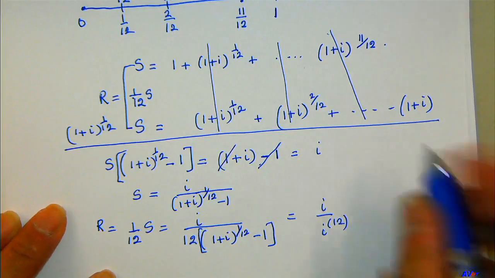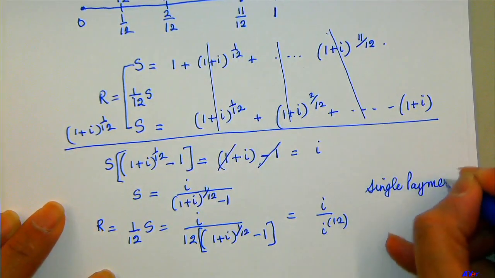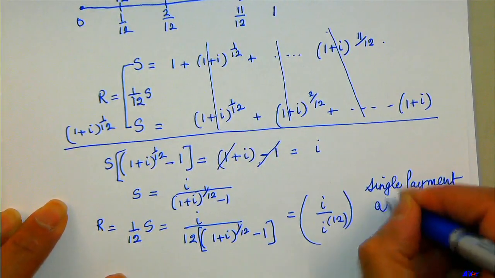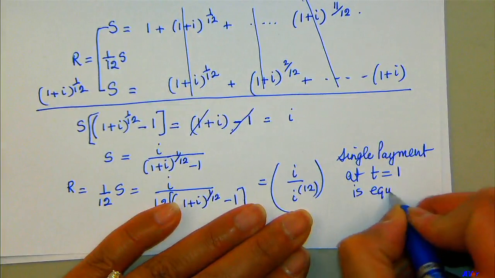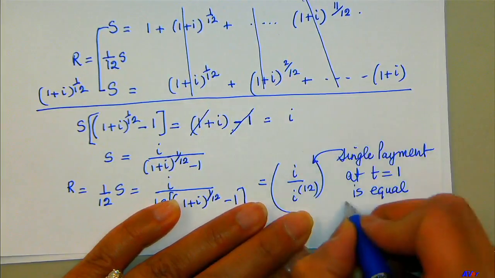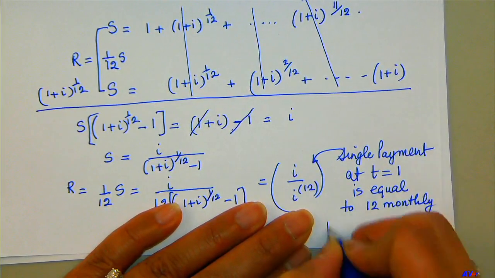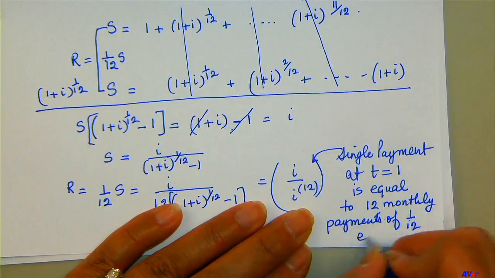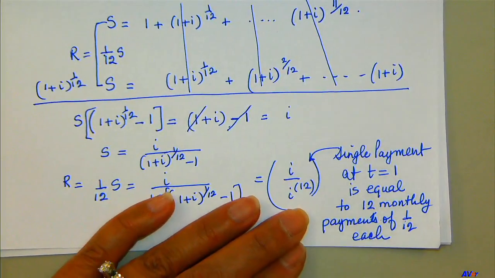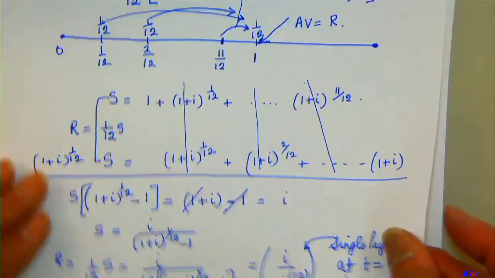So this is the single payment. One single payment at t equals 1 is equal to 12 monthly payments of 1/12 each. Get it? So that's my justification. Keep going. Let me write on the next page.